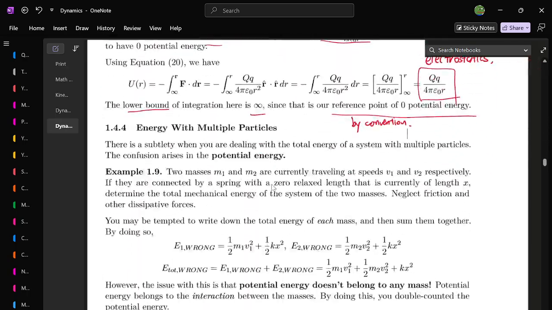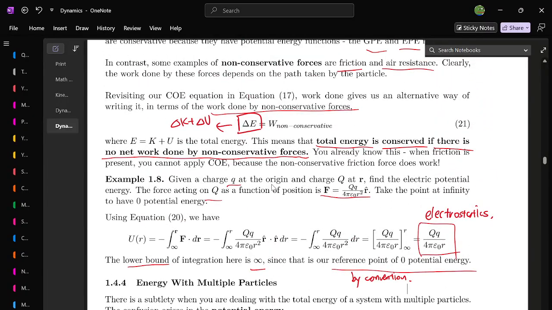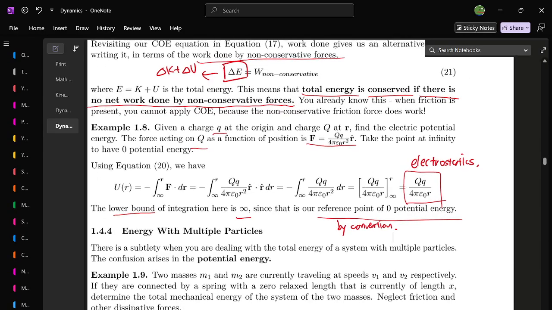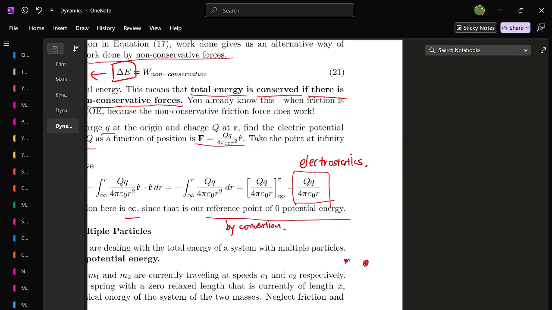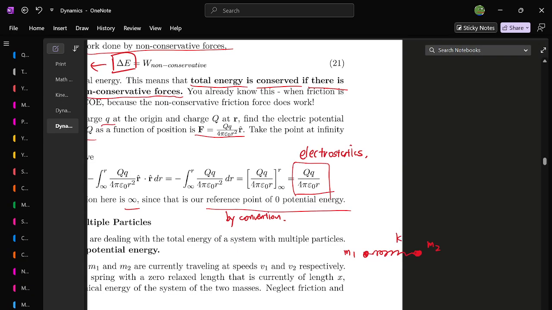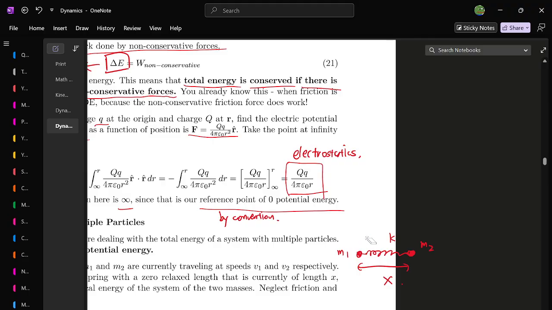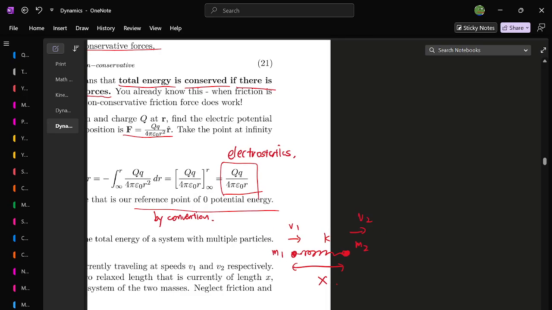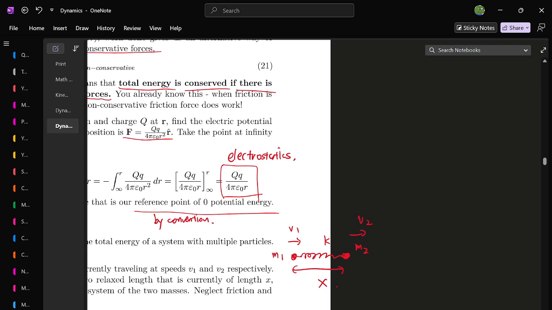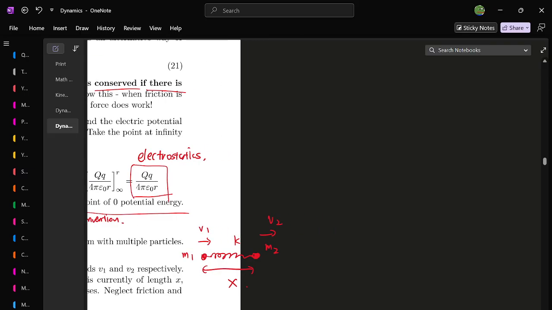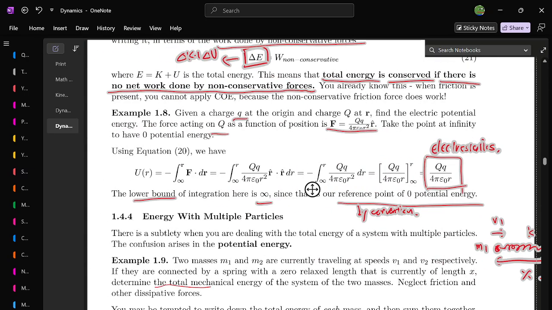Okay, so that's potential energy. Now, there is some confusion about potential energy when you deal with multiple particles. So let's take a look at this example here. We have two masses, M1 and M2, connected by a spring of constant K and length X. These masses are traveling at V1 and V2 respectively. Your spring starts with zero length at equilibrium, so the extension of the spring is just equal to X. We are interested in finding the total mechanical energy of the system.